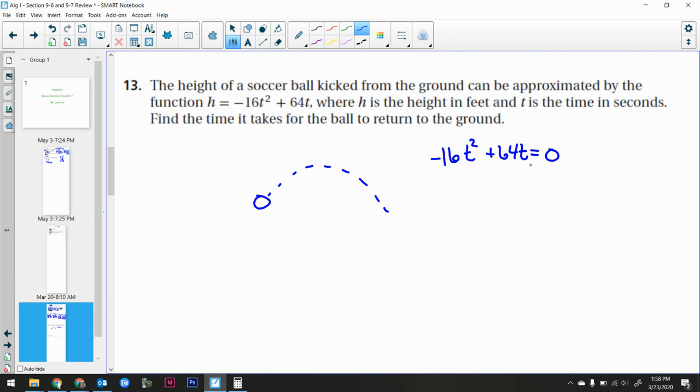Well, I can factor this, can't I? That's got a GCF. The GCF is a negative. Why? Because it's a -1 coming out, right? 64 divided by 16, that works, right?